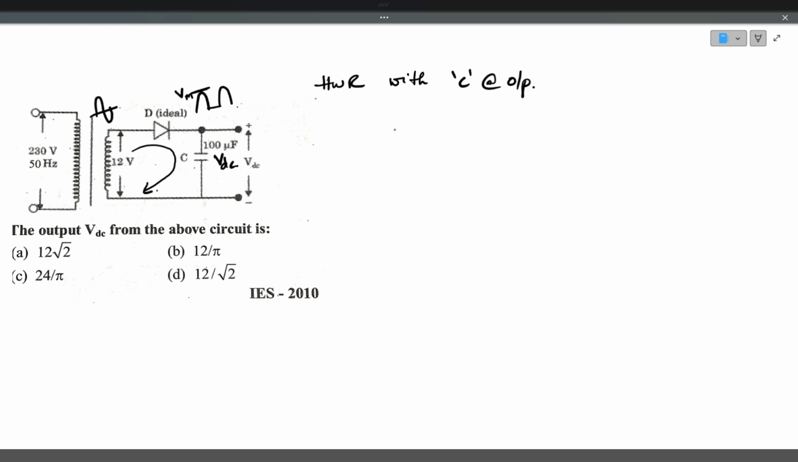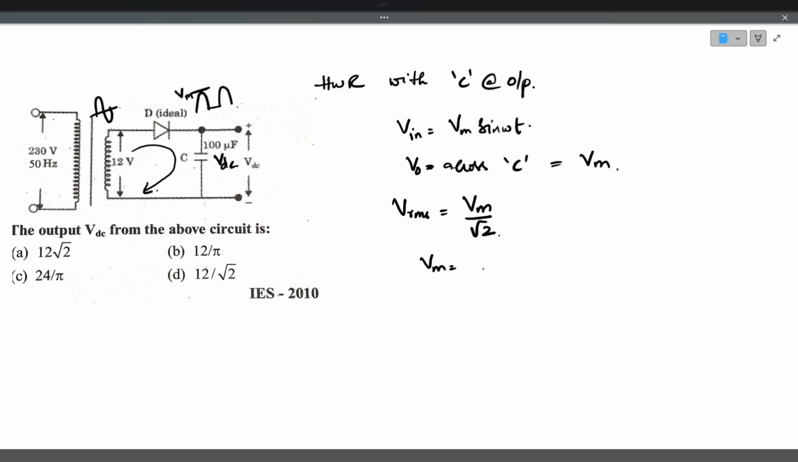So from the given circuit, input voltage is Vm sin omega t. So the output voltage across the capacitor C will be equal to Vm. So here Vrms for the given voltage is Vm divided by root 2. So Vm is equal to Vrms into root 2. So Vrms is nothing but 230 volts, multiplied by root 2.